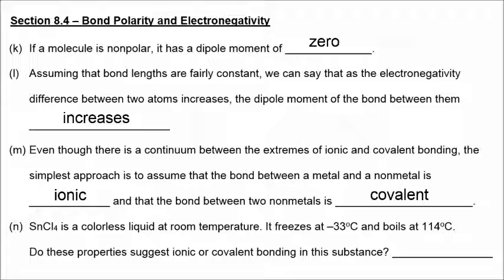SnCl4, which is tin chloride, is a colorless liquid. That's not consistent with an ionic bond. It freezes at -33 and boils at 114. That's a very low melting point and boiling point. Also not consistent with a traditional ionic bond. So those properties suggest that SnCl4 has covalent properties.